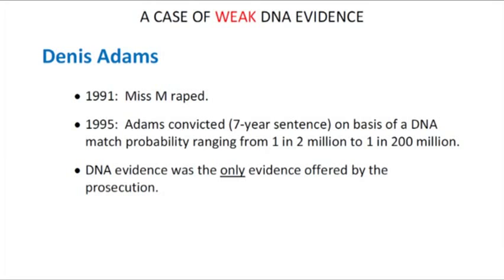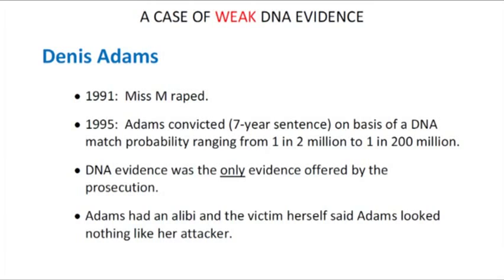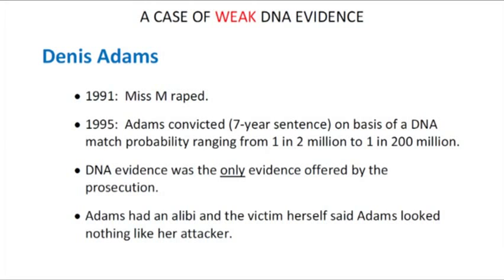The extraordinary thing about this case is that the DNA evidence was the only evidence offered by the prosecution. On the other hand, Adams had an alibi. His girlfriend said that he spent the whole of that night with her. And the victim herself said that Adams looked nothing like her attacker. She thought her attacker was in his early 20s, and she said she thought Adams looked about 40. He was actually 37 at the time.